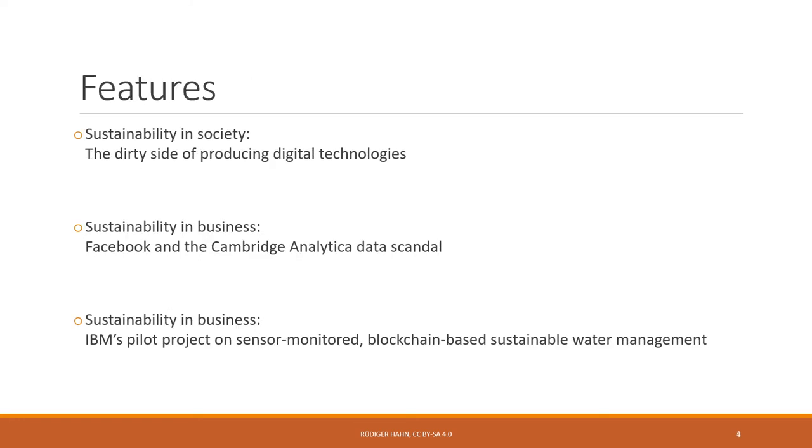And these are now the final features of the book. There are three in total for this chapter C10. We have a feature on sustainability in society, the dirty side of producing digital technologies. Then we have a sustainability and business feature, the Facebook and Cambridge Analytica data scandal. That was about data governance, privacy, and so on. That was a huge deal a couple of years ago.